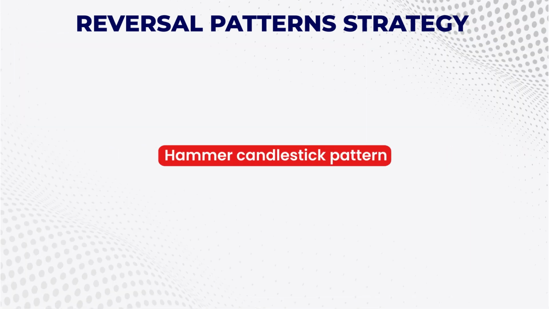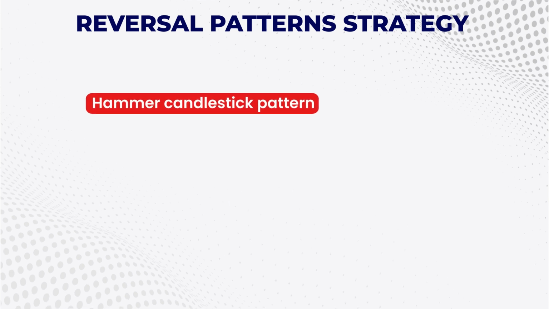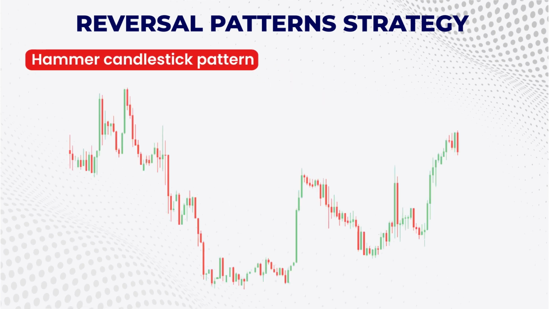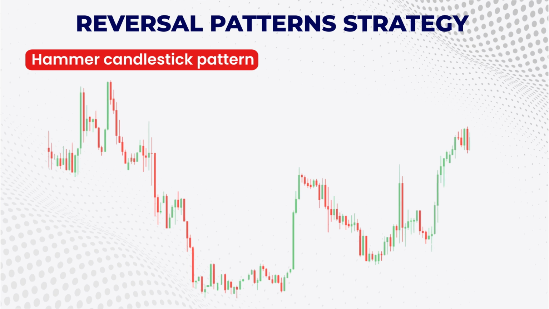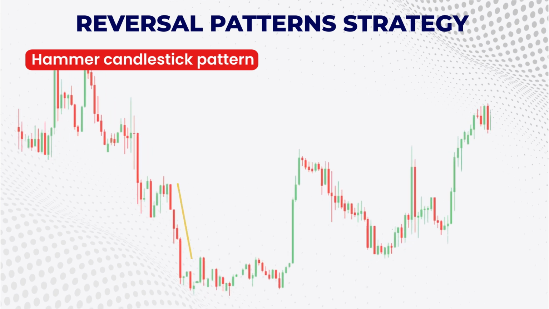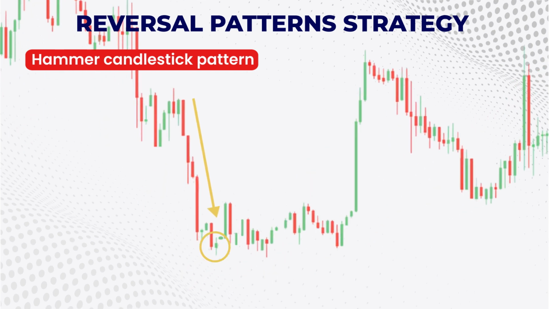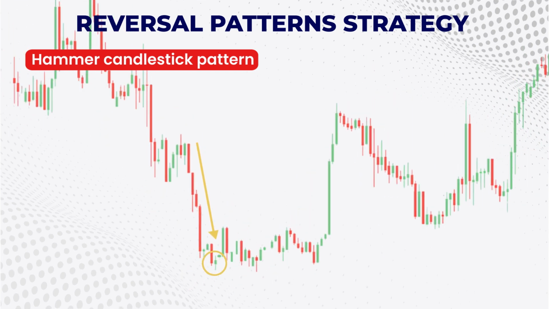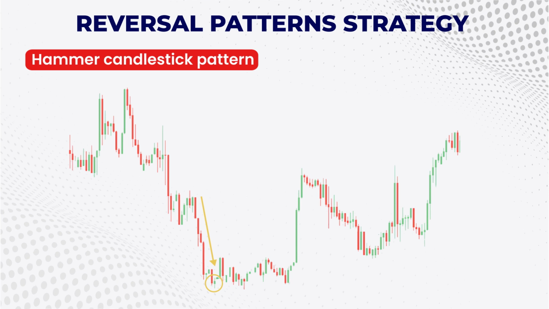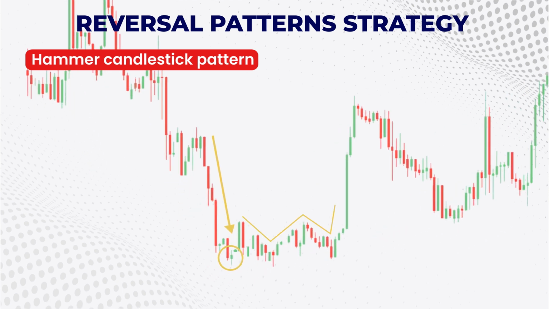Here we see the hammer candlestick pattern, a strong bullish reversal signal. The hammer forms after a downtrend. Notice the long lower shadow. This shows that sellers pushed the price down, but buyers stepped in with strength and drove it back up, leaving a small body at the top. This tells us that selling pressure is weakening and buyers are taking control.